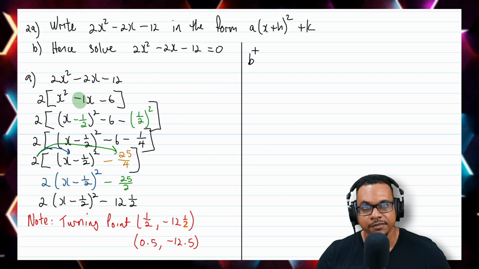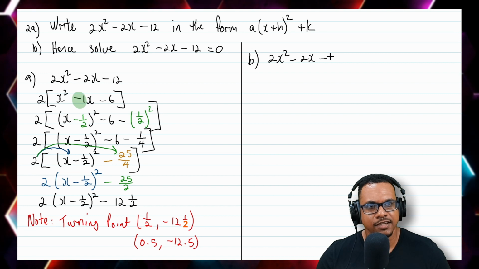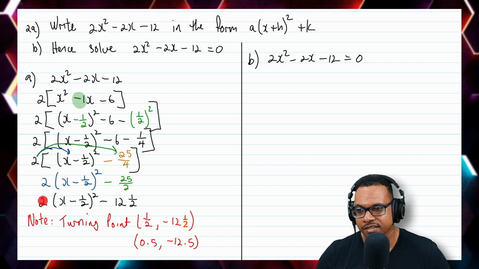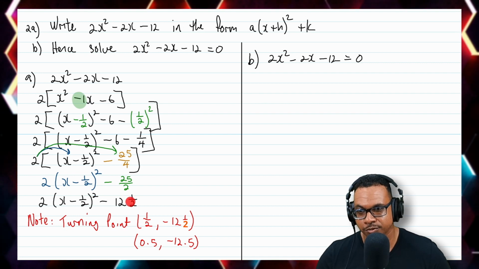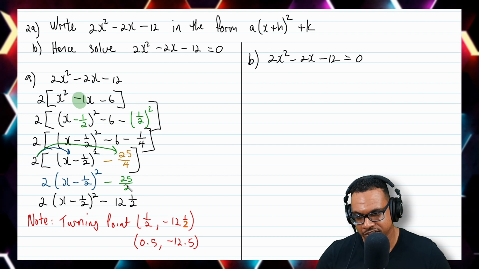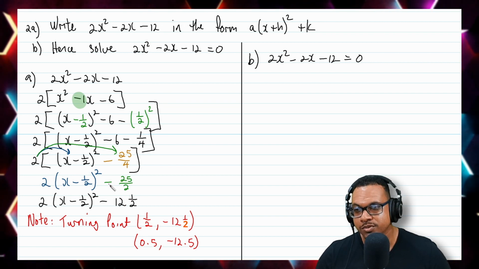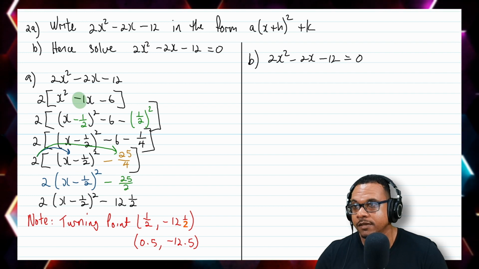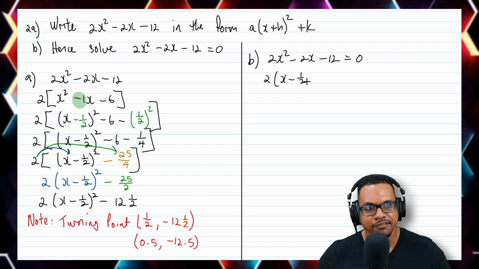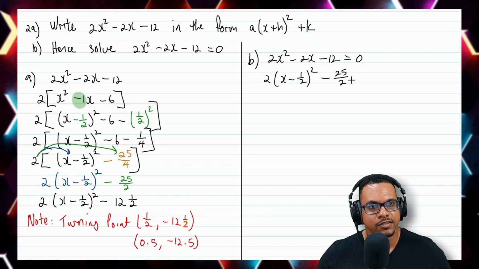So for part B, we have 2x squared, take away 2x, take away 12 is equal to 0. So that means the same as putting this here equal to 0. Now, to solve this, I prefer the version with the improper fraction rather than the mixed number. So I'm going to write this line here. I'm going to use the -25 over 2. So I'll write 2 open brackets, x take away 1/2, close brackets squared, take away 25 over 2 is equal to 0.